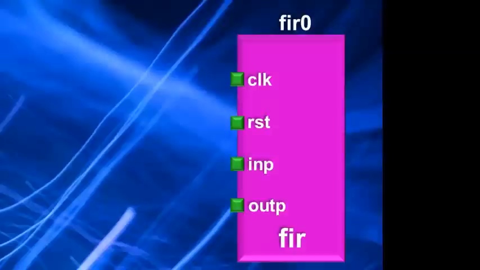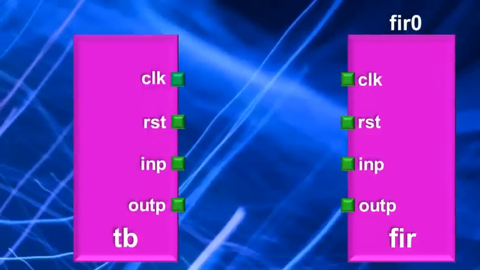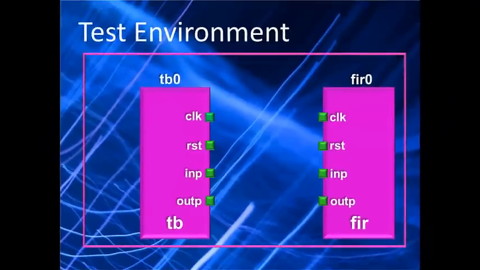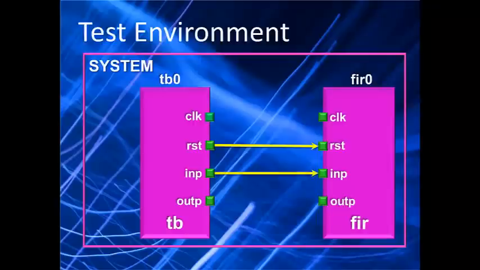To test it, we'll create a testbench module called TB, which has ports corresponding to fir. We'll instance it with the reference name, TB0. Now our fir and TB need a top-level structural host module, so we'll put them in one called system. Finally, we'll declare some signals in the system module to connect the corresponding ports. The clock ports are a little different because those are both input ports for the fir and testbench. We'll create that with a special SystemC clock class, and I'll show you how to do that a little later.